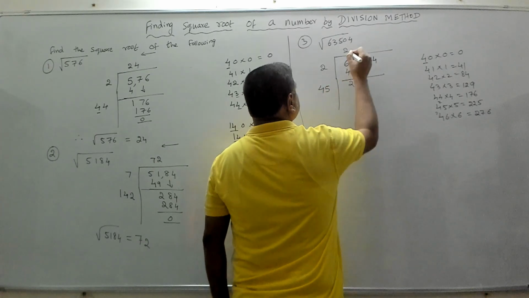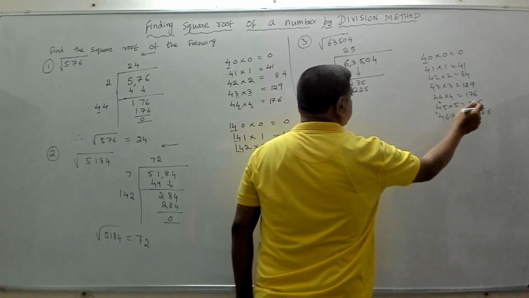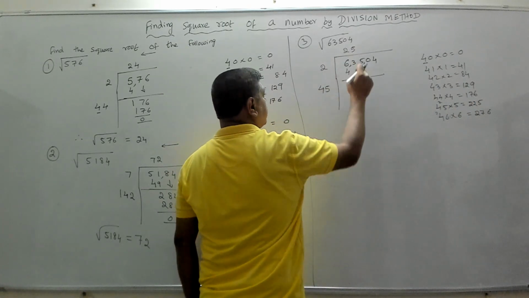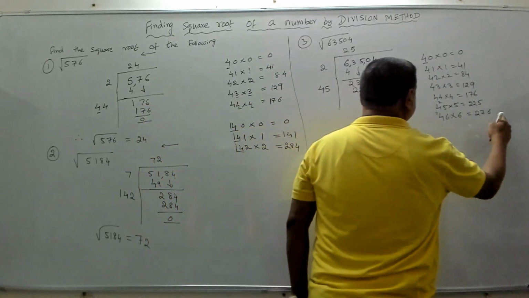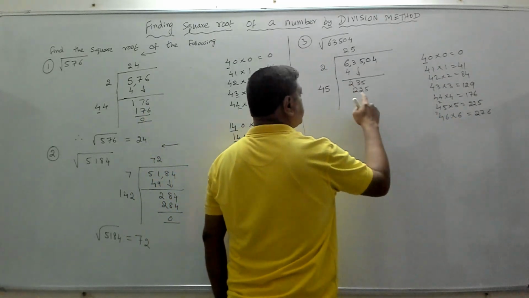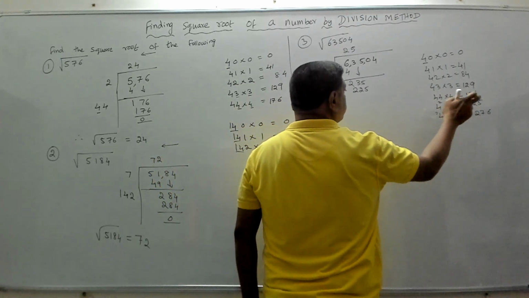So 5 and then 5. You get 225. You have to put this. So 45 into 5 is 225. We cannot put this because 276 is exceeding 235. So we have to go to the number that is before 276, which is 225.